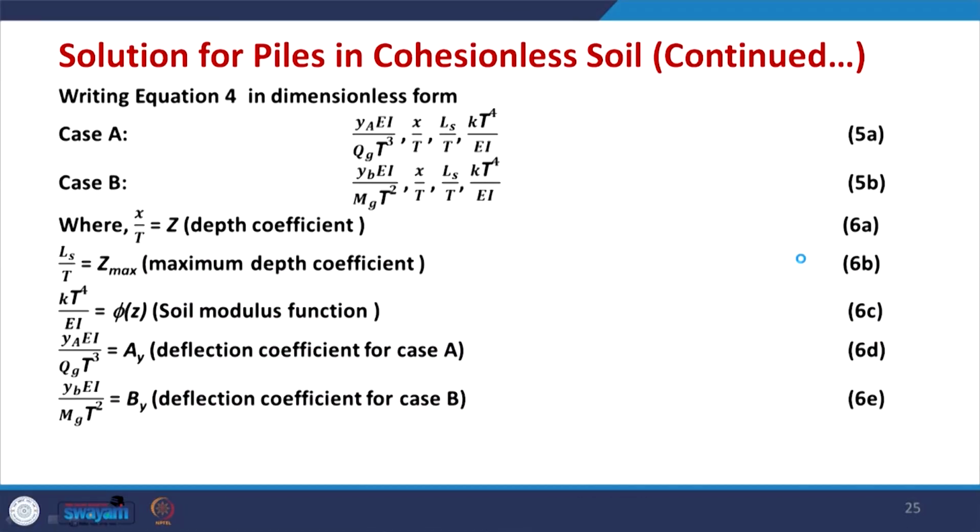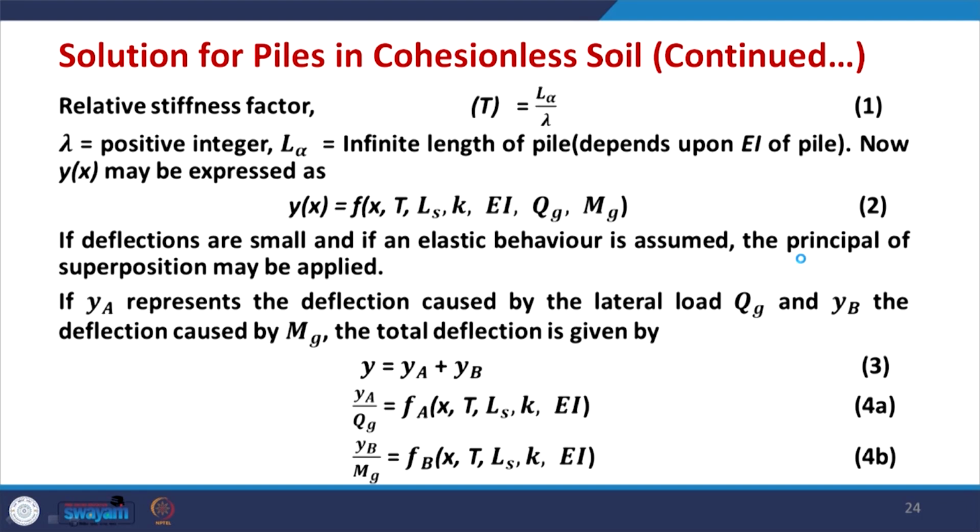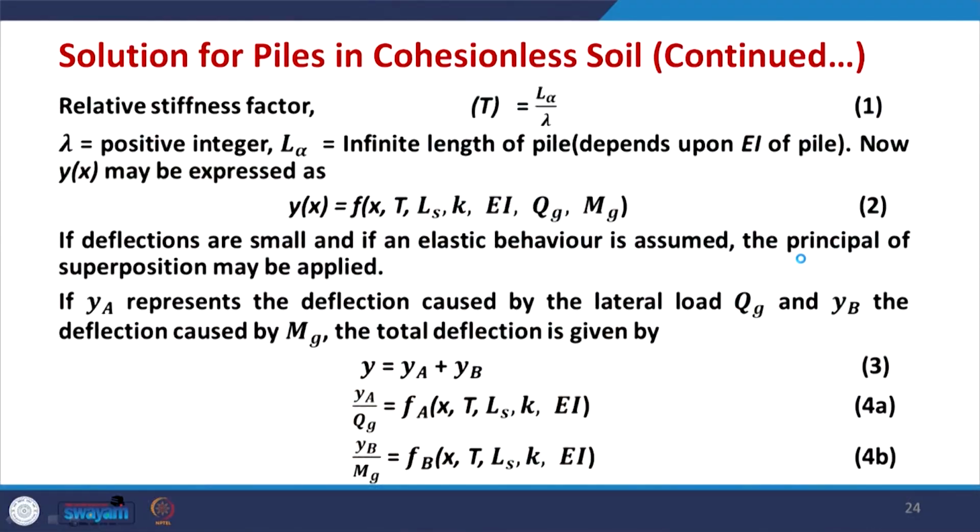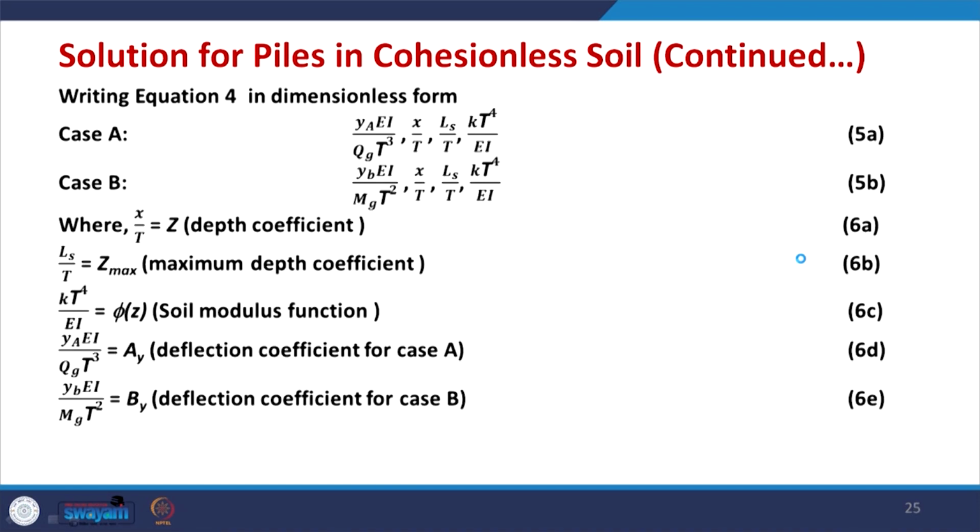Continue with this. Now, equations 4 can be written in dimensionless form, and for this you need to understand that in both equation 4a and 4b you have 6 parameters, 5 are common and one is Qg or Mg. In both cases you have a total of 6 parameters, but all 6 parameters consist of only 2 things, one is length and the other is force. For example, x, T, Ls, EI, anything can be represented by force unit or length unit. As a result you can have 4 independent dimensionless forms.